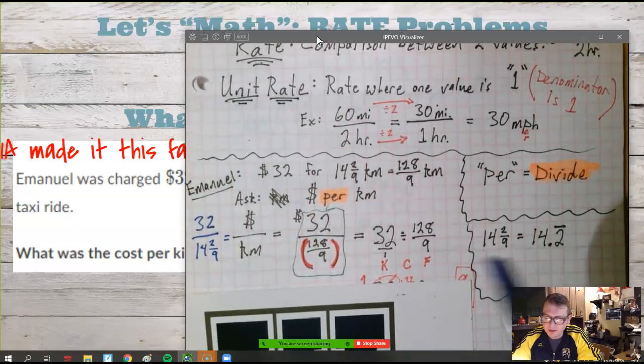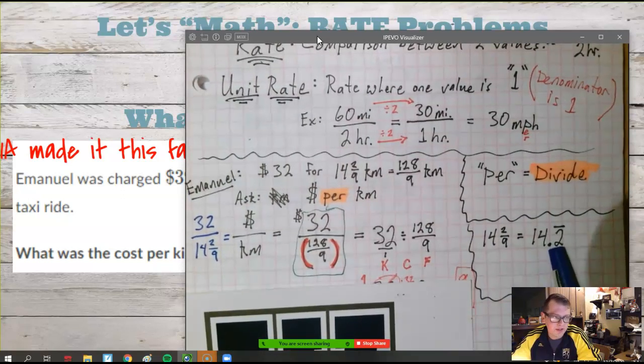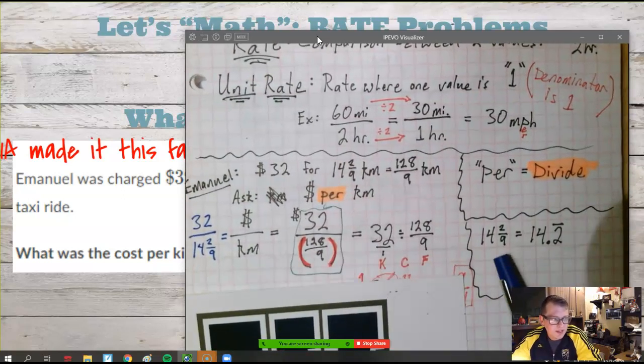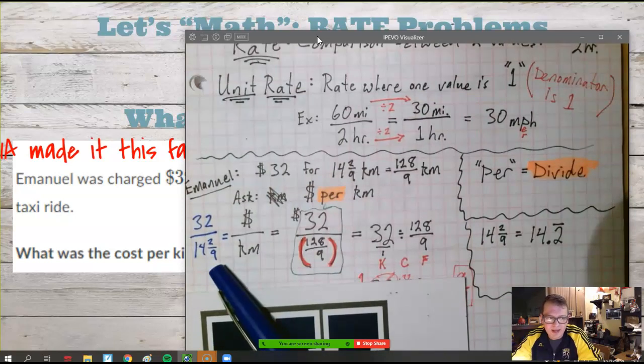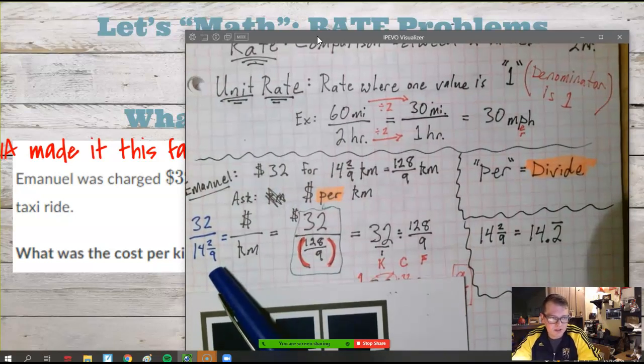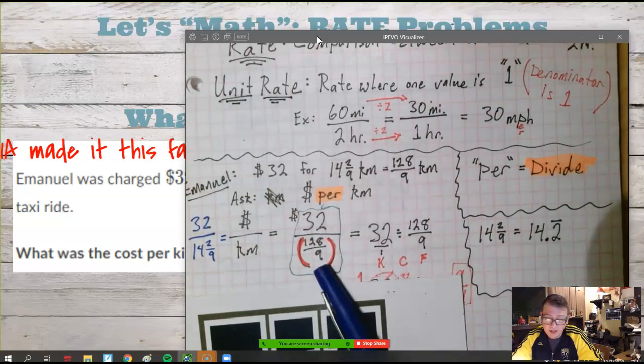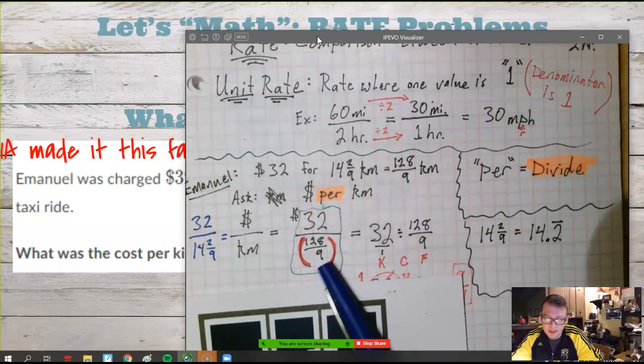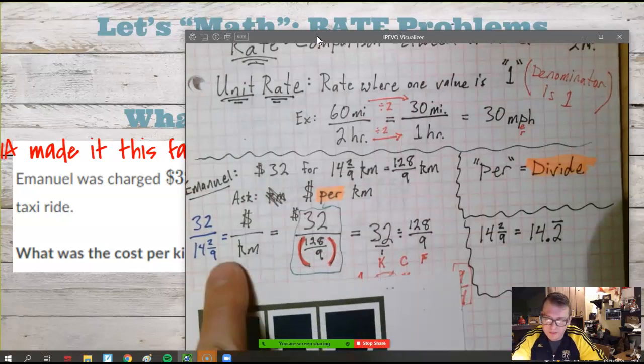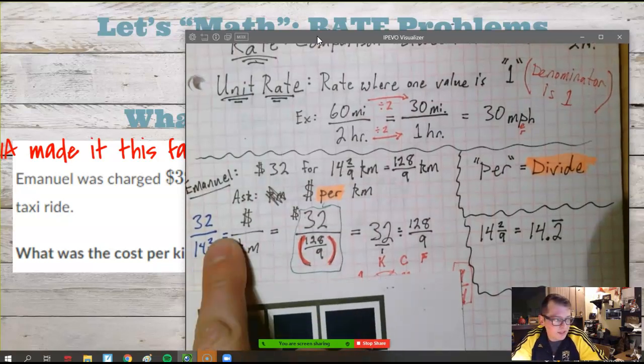Sorry that my notes are a little random, because when I did it with the other class, I was writing in different spots. But 14 2/9 is a messy mixed number. If I make it an improper fraction, it's 128 over 9, right? We would do 9 times 14, then add the 2.